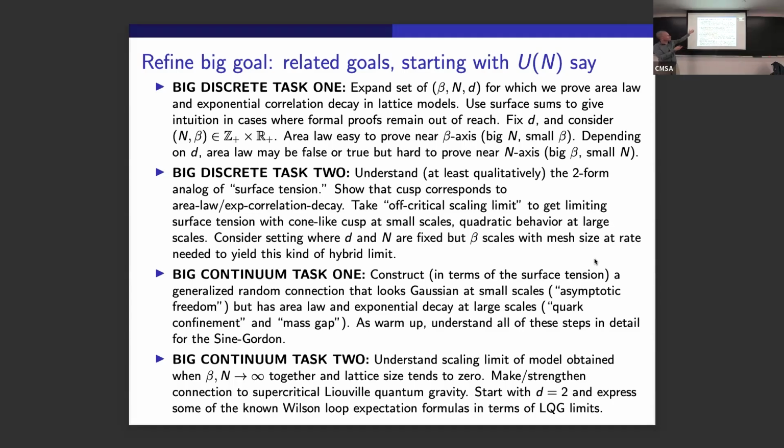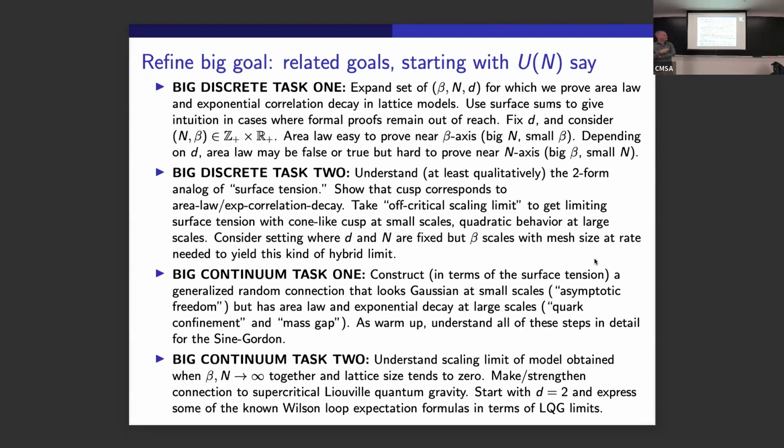Let me say these are sort of our big goals. Discrete has one goal: we're extending the set of places where we can prove this area law and exponential decay. We're expanding the set of beta and D for which this is possible, using the surface stories. Another story is we really want to understand some sort of analog of what I call the surface tension that exists for the dimer model.